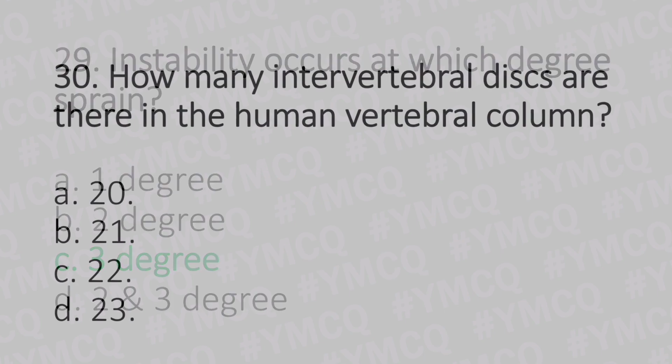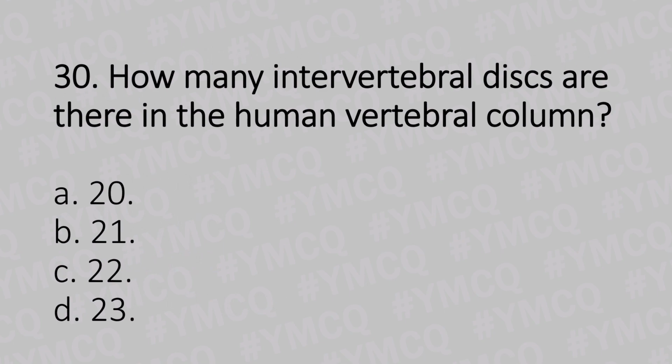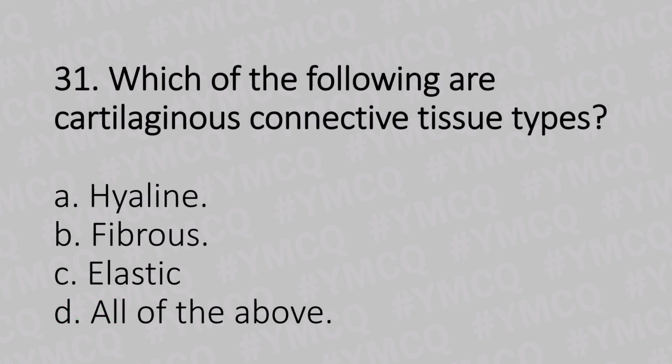Moving to our 30th question, how many intervertebral discs are there in the human vertebral column? Option A, 20. Option B, 21. Option C, 22. Option D, 23. And the answer is option D, 23.